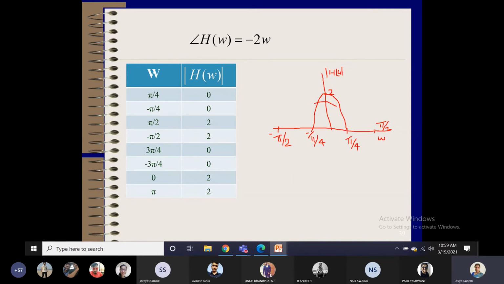Pi by 4 it is 0. Again at pi by 2 it will come up to 2. So like that it will be the magnitude response. And similarly you can plot the phase response. One more column you can add to the table, in which you can obtain the angle of h of omega for these values. So similarly you can plot the phase response also.